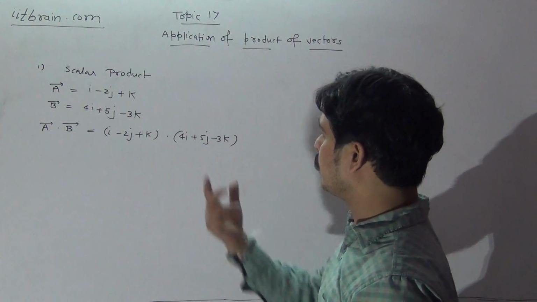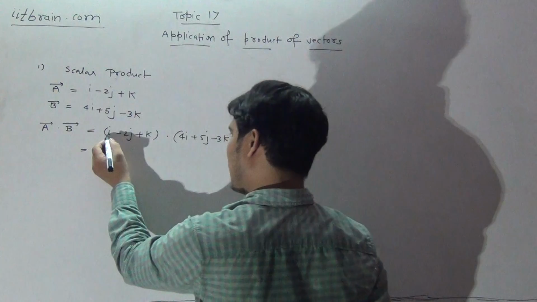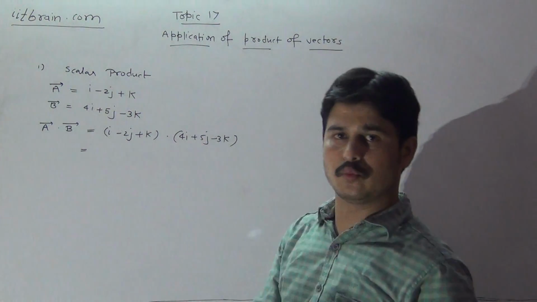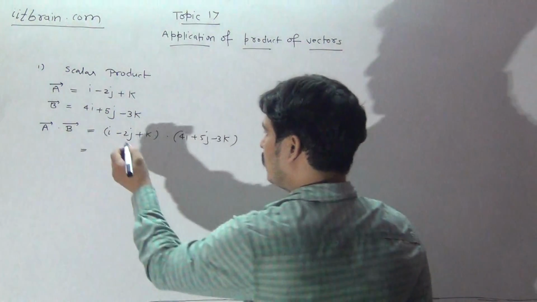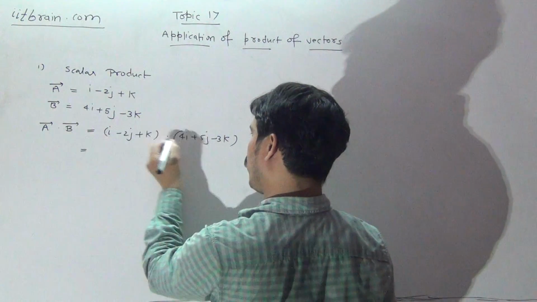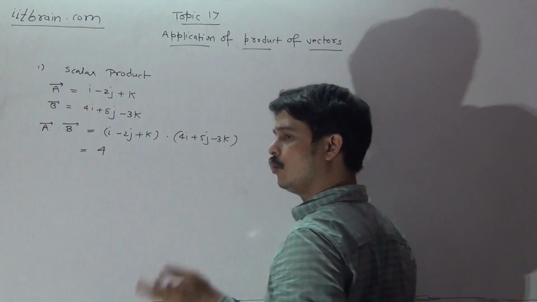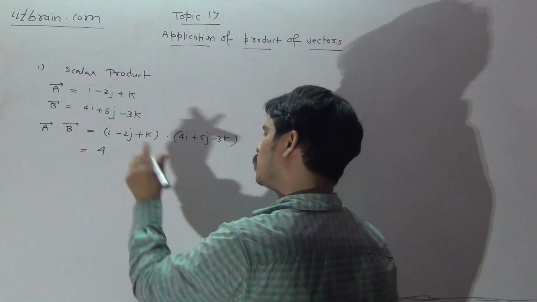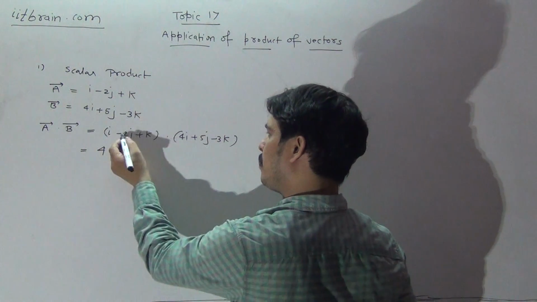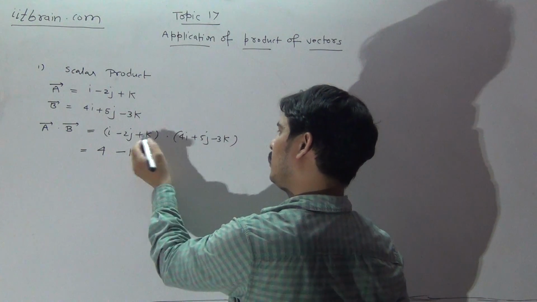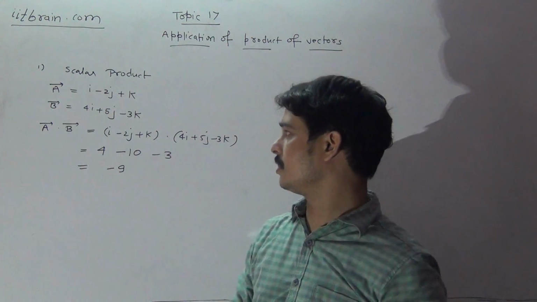First we have to make a dot product between two vectors. As we discussed in the previous topic, i dot i is 1, i dot j is 0. Similar vectors give 1, dissimilar give 0. It is not compulsory to multiply i and j because we know ij is 0, ik is 0. So use only i with i, j with j and k with k. It is 1 times 4, minus 2 times 5 is minus 10, and 1 times minus 3 is minus 3. So a dot b in this problem will be minus 9.